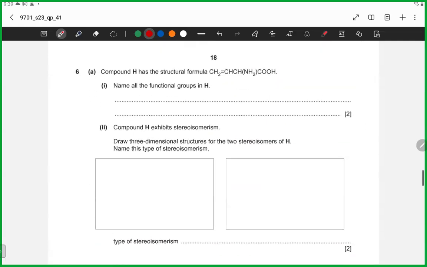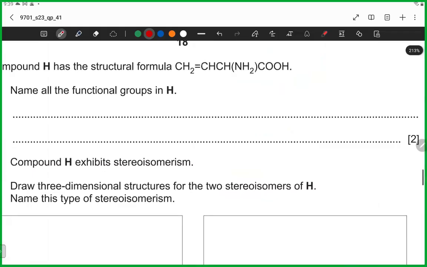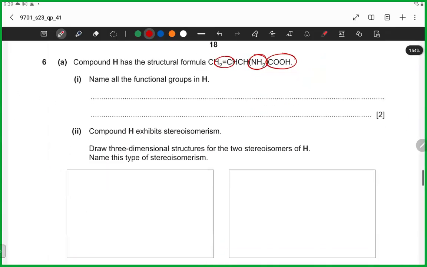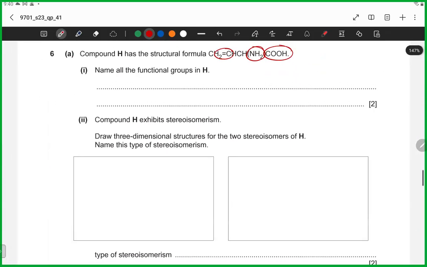Next one, question number 6. So this one is an easy one. Functional groups: alkene, amine, and you have a carboxylic acid. So there are 3 functional groups. He then says that it exhibits stereoisomers. Draw the 3-dimensional structure for the 2 stereoisomers of H.